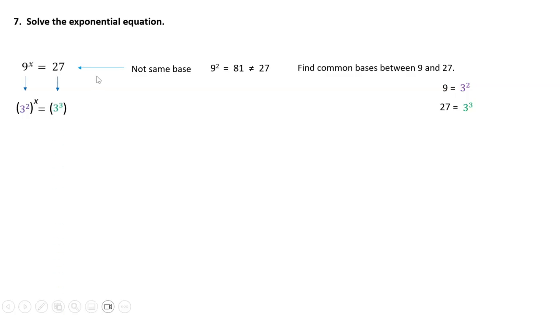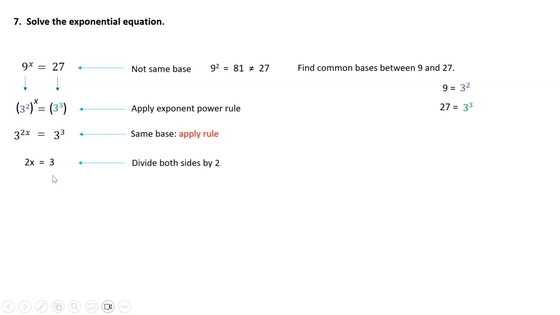Now we apply the exponent power rule. When you have a power raised to a power, you multiply the powers. So it's going to give us 3 to the 2x equals 3 cubed. Now since we have the same bases, we set the exponents equal to each other, so x equals 3 halves. That's my result. And you can always check your work: if you plug in 3 halves for the x's, just raise 9 to the power of 3 halves and it will give you 27. So I know the answer is correct.